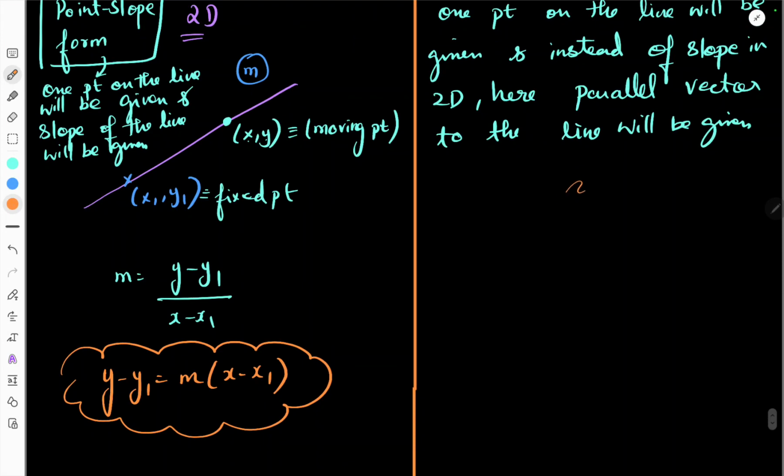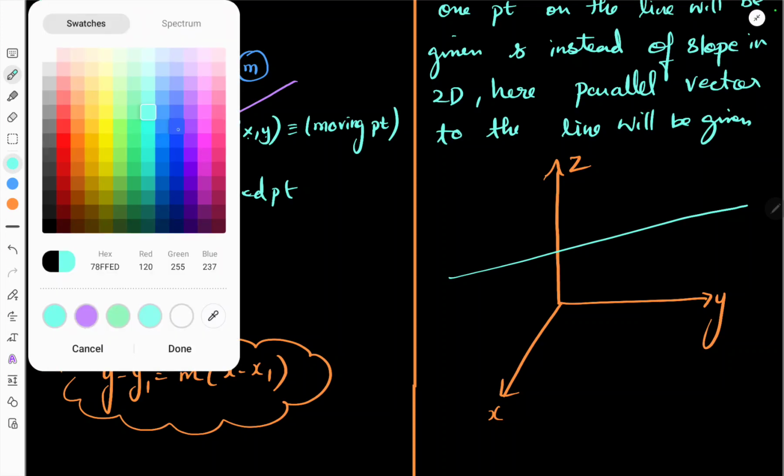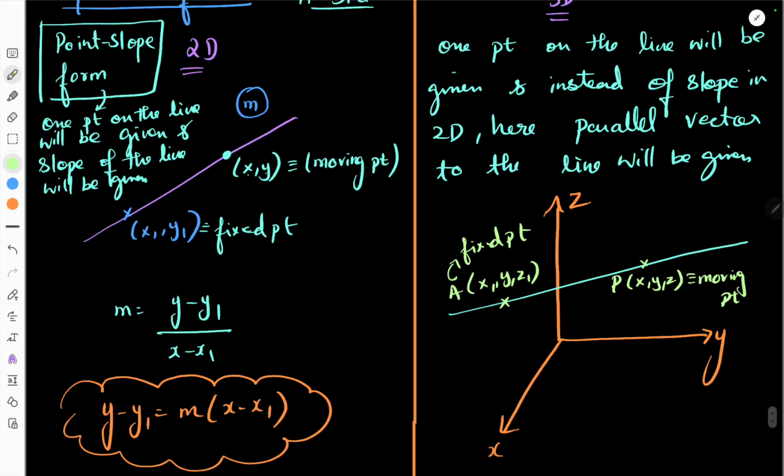Which means if this is 3 dimension, so this is x axis, y axis and z axis. Now I will draw one line like this. I will take one point on the line x1 comma y1 comma z1. So this is the fixed point and I will take this as A, and I will take one more point x comma y comma z. So this is the moving point, so I will take this as P. Here a fixed point on the line is given and a vector which is parallel to this line. I will take this as B vector, so this will be given. Now if these two things are given, how to write the equation of that line we can see now.